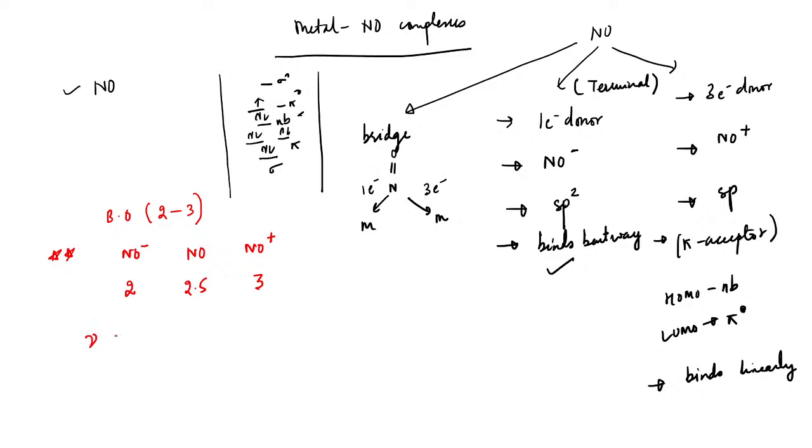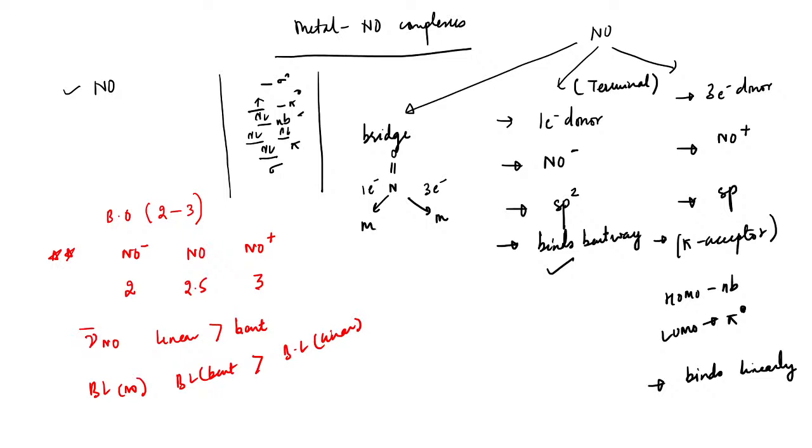Now if I want to arrange the stretching frequency of nitrosyl, definitely linear will come first because it has bond order 3. Then bent will come. So this is the correct order of linear and bent. Next, how we can arrange the bond lengths of nitrosyl: the bond length of bent is greater than the bond length of linear. We are just comparing bent and linear here.